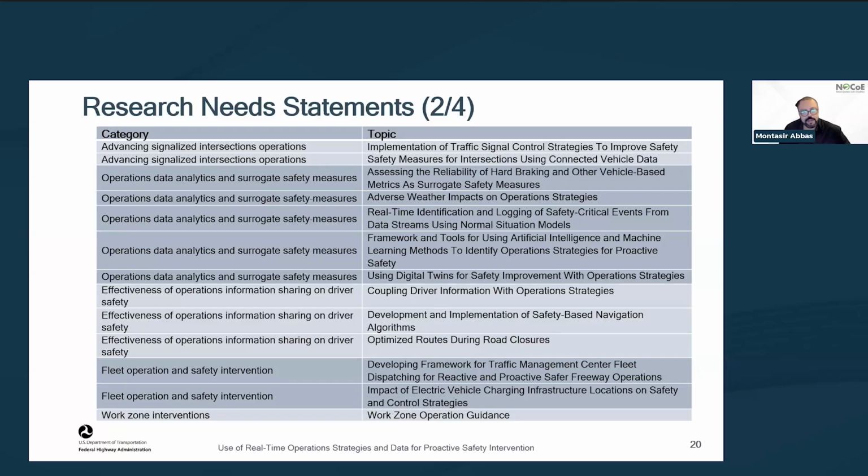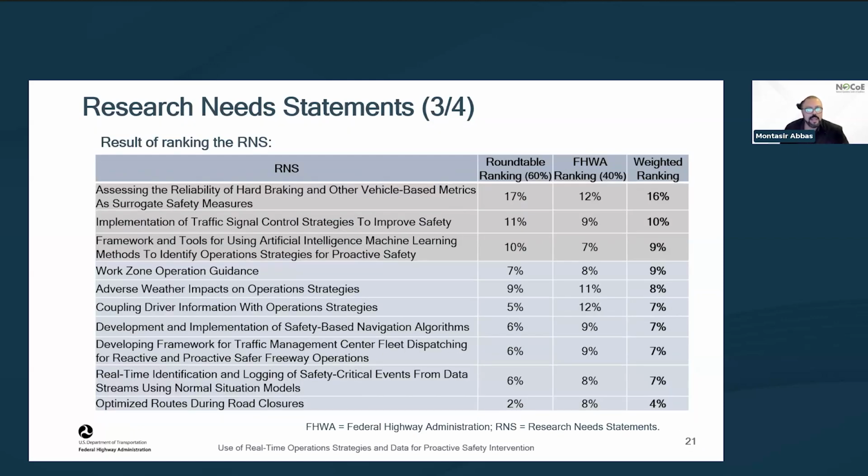And then the effectiveness of operation information sharing on driver safety had 3, followed by 2 for the first and fourth categorization, and only 1 on work zone intervention. I'll talk more about the ones that we ended up selecting after the next slide and expand on those, just for the sake of the time.